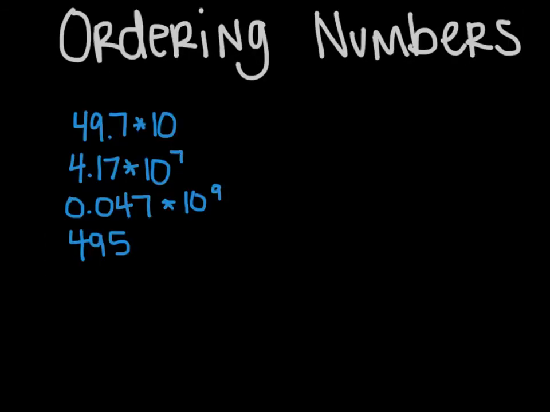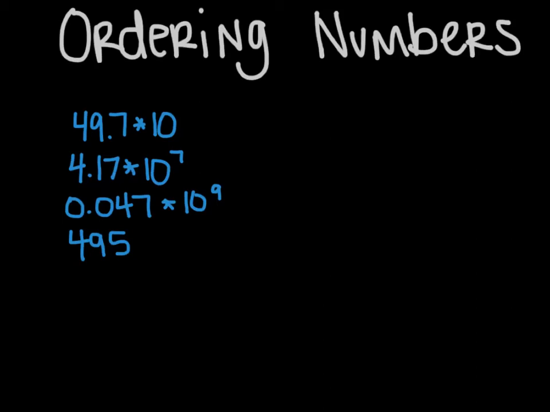Same concept, same process holds true when you are ordering numbers. What you're going to do is compare their powers, and then look at the decimals. If you have numbers that are in scientific notation and numbers that are in standard notation, you will have to do some converting there. You're going to either put them all in standard or all in scientific so that you are working with the same types of numbers.